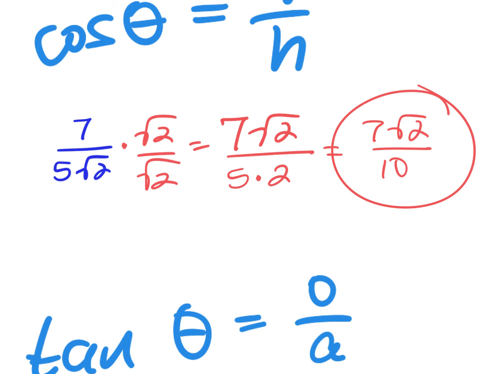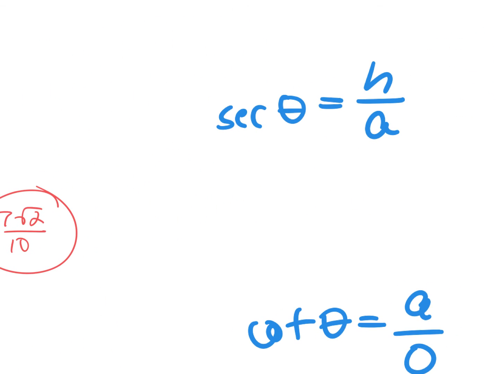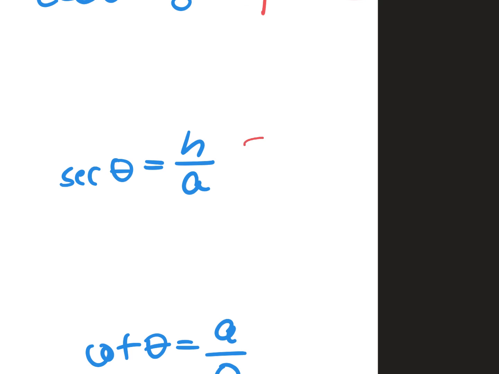So now I'm going to scoot over here. I just found the cosine. Now I'm going to find the secant. It's hypotenuse over adjacent. Remind yourself, what's the hypotenuse? 5 root 2. The adjacent is 7. So it's 5 square root of 2 over 7. Can I do any simplifying? No. So it stays just like that.